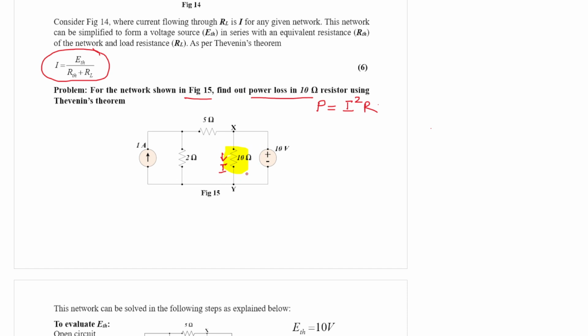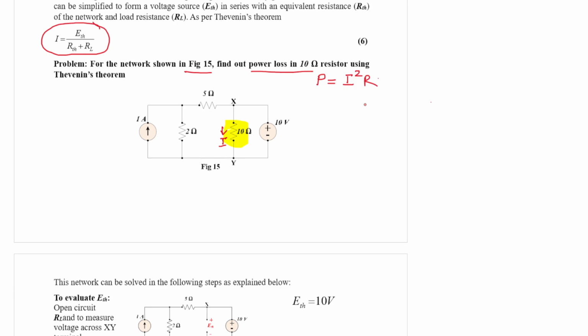So the current flowing through the 10 ohm resistance we will calculate shortly using the Thevenin theorem. Once you calculate I, then power loss will be calculated by I square R. So step by step we shall see.